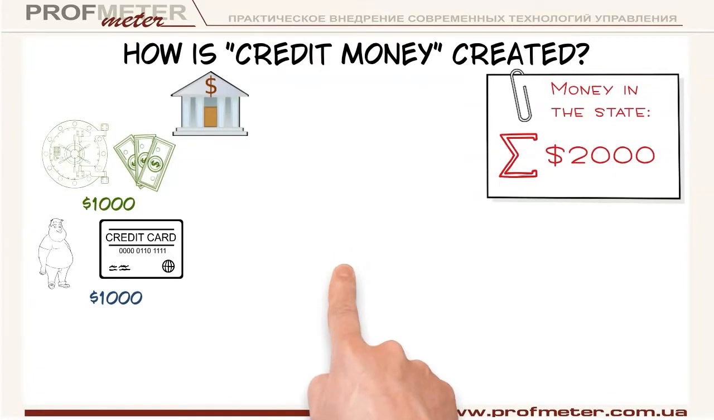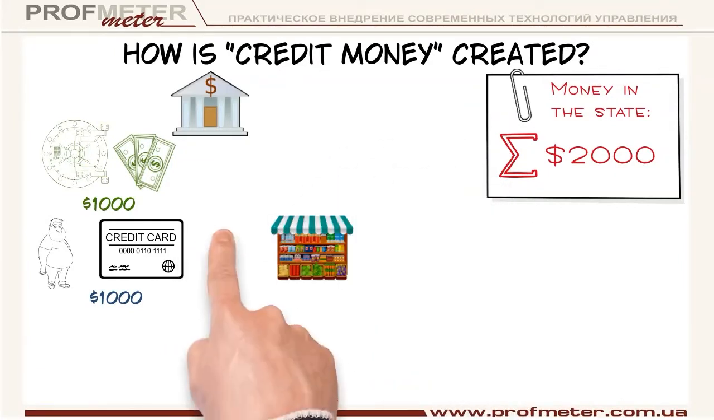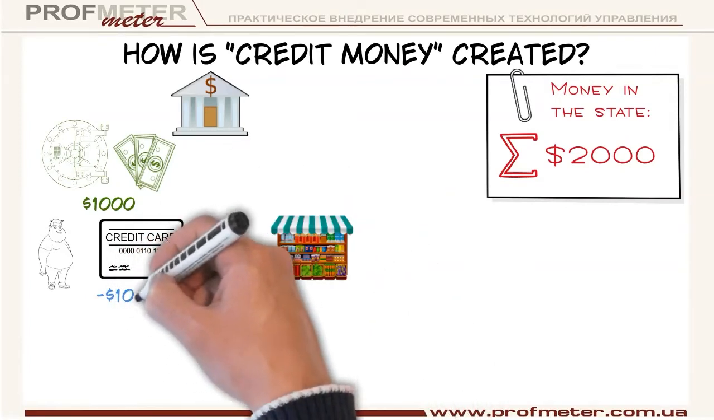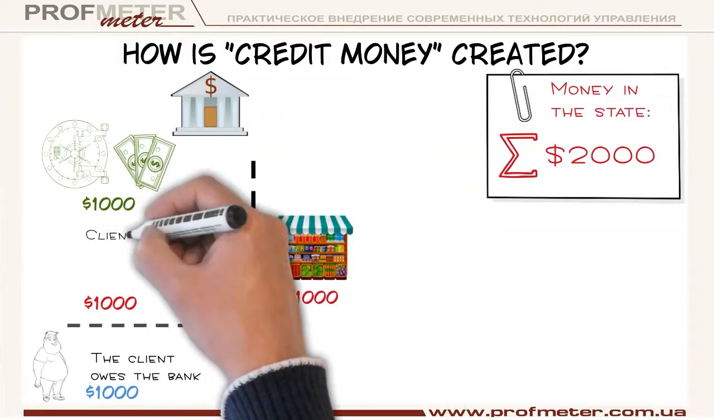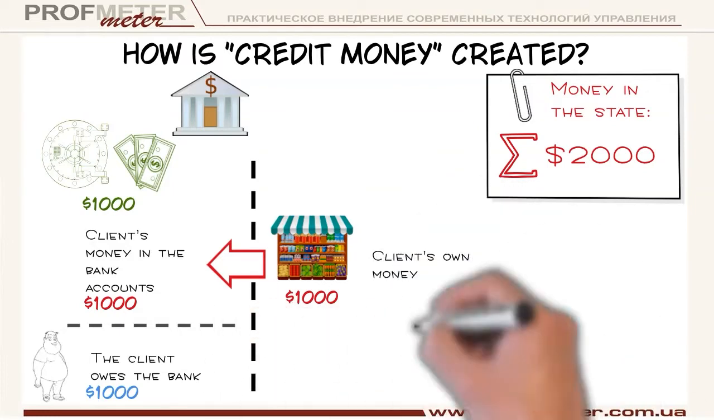Further events unfold even more interesting. The client took a loan not just like that. He went to the store and made some purchase. The money is credited to the bank account of the store in the same bank. $1,000 lies in the bank's vault. And $1,000 lies on the store's current account, and this is its real money.